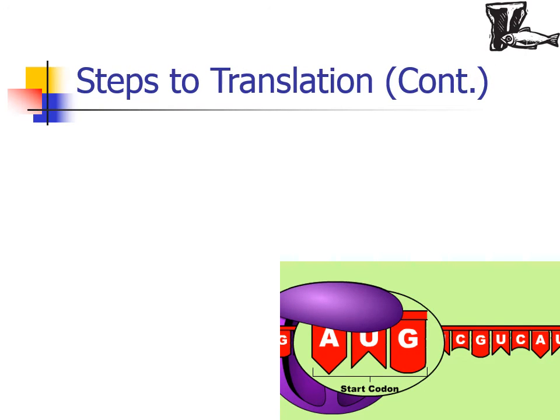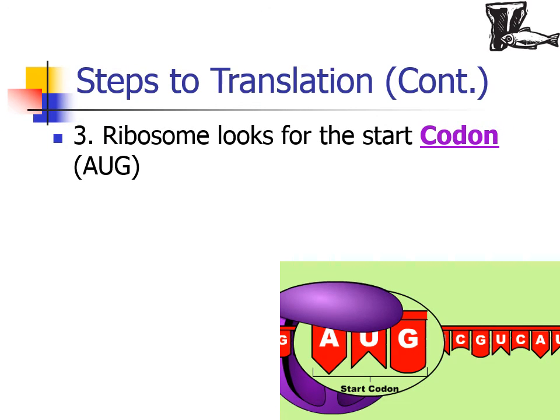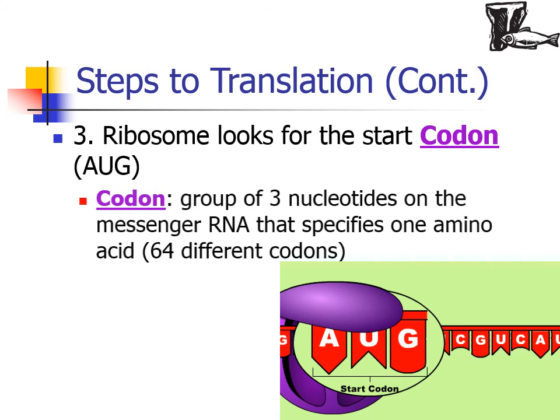The ribosome will not instantly start translating the message. The first thing it has to do is look for a start codon, which is usually the nucleotides A, U, and G next to each other in a messenger RNA strand. So the question is, what is a codon? A codon is a group of 3 nucleotides on a messenger RNA that specifies one amino acid. So it is 3 letters in a row that will code for a specific amino acid. AUG is known as the start codon because it codes for starting the actual translation and protein synthesis.